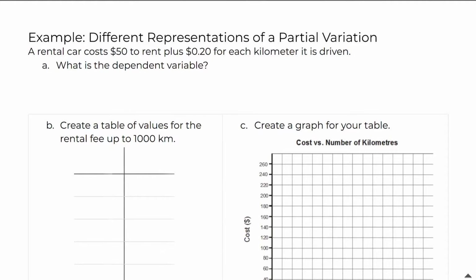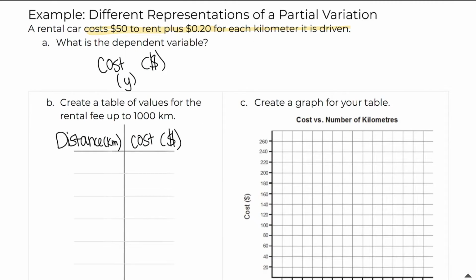So in our example here, it tells us that a rental car costs $50 to rent plus 20 cents for each kilometer it is driven, okay? So we want to figure out what is the dependent variable. We're comparing the cost to the distance in kilometers. And we know that the cost depends on how far we go. So because the cost depends on the number of kilometers that are driven, the cost is the dependent variable. And because the cost is the dependent variable, it's going to be our y variable. So here we're going to put cost right here for y. And then the other variable is our distance, which is measured in kilometers.